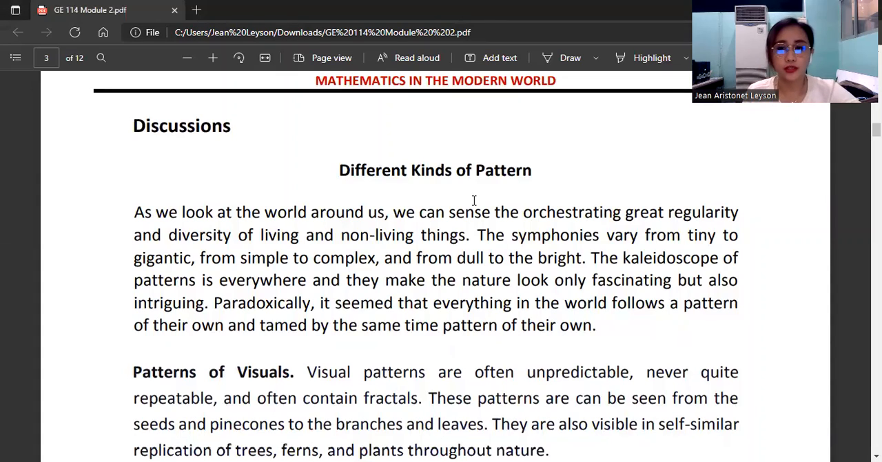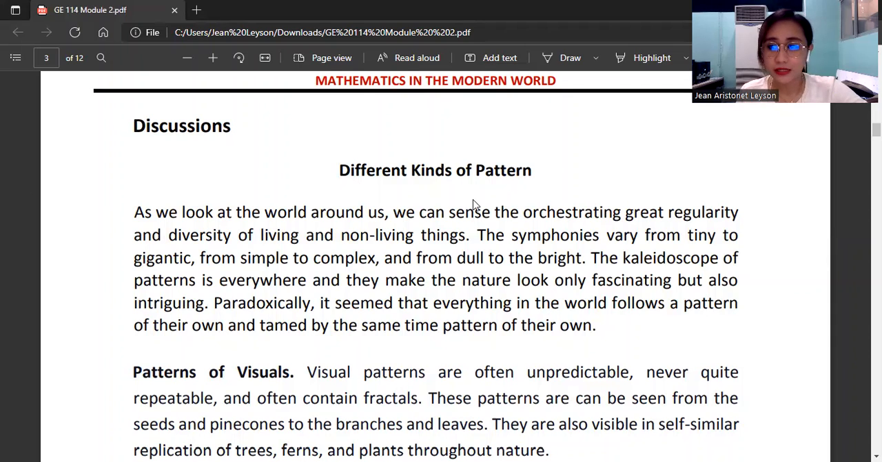As an introduction, as we look at the world around us, we can sense the orchestrating great regularity and diversity of living and non-living things. The symphonies vary from tiny to gigantic, from simple to complex, and from dull to bright. The kaleidoscope of patterns is everywhere, and they make nature look not only fascinating, but also intriguing.